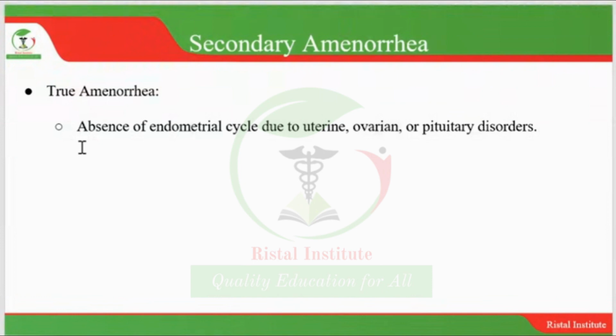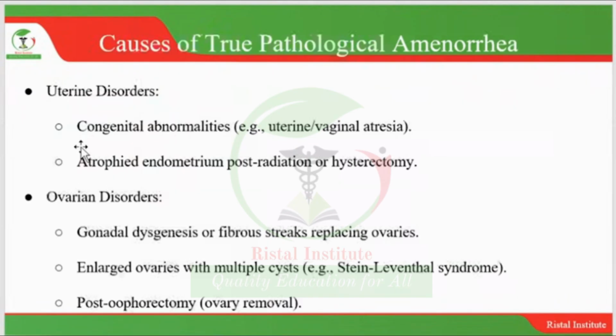In true amenorrhea, there's absence of endometrial cycle due to uterine, ovarian, or pituitary disorders. Causes of true pathological amenorrhea include uterine disorders. For example, congenital abnormalities, e.g., uterine or vaginal atresia, where there's an abnormality which happened maybe during the development of the woman.